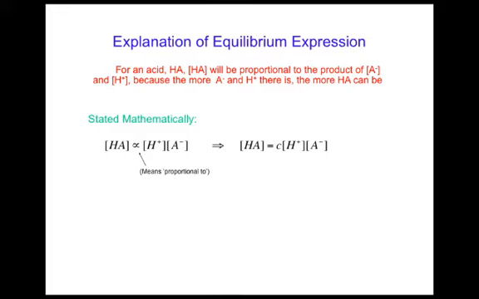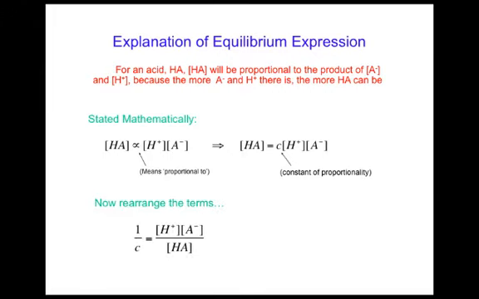If something's proportional to something else, that means it's equal to some constant times that. So that's your constant of proportionality. Then you can just rearrange the terms. If you divide both sides by HA and then divide both sides by C, you get 1 over C equals that. And then what do you know? That on the right is just the equilibrium expression, and 1 over C, you can just rename as Ka. So that's basically where the equilibrium expression came from.